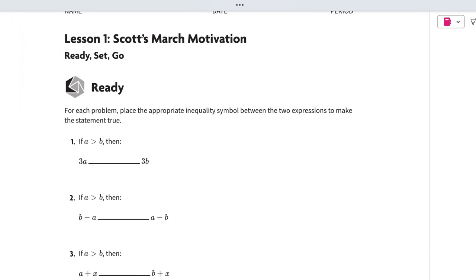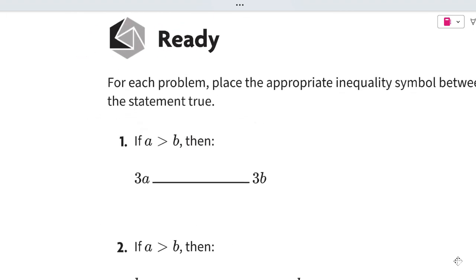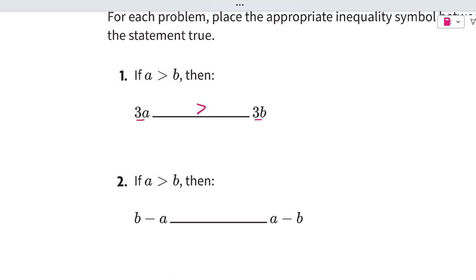So the Ready section says, for each problem, place the appropriate inequality symbol between the two expressions to make the statement true. So the first one, we're told A is greater than B, and then we see that both A and B have been multiplied by 3. So 3A is going to be greater than 3B, since when we multiply both by 3, both their quantities increase by a multiple of 3.